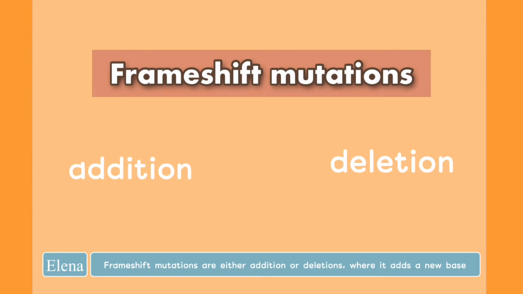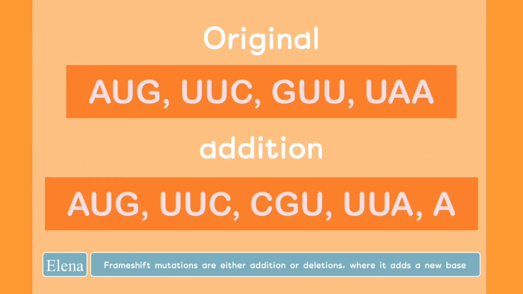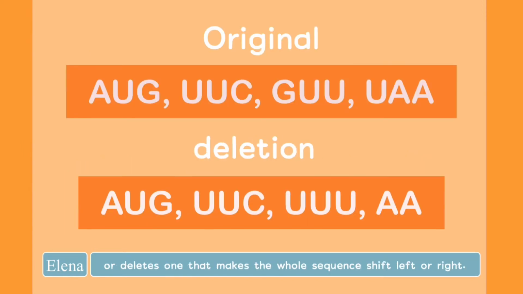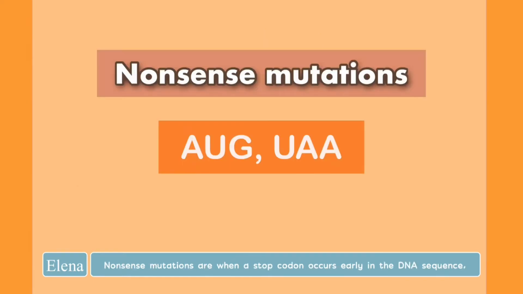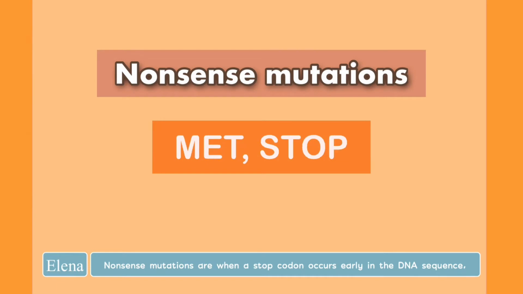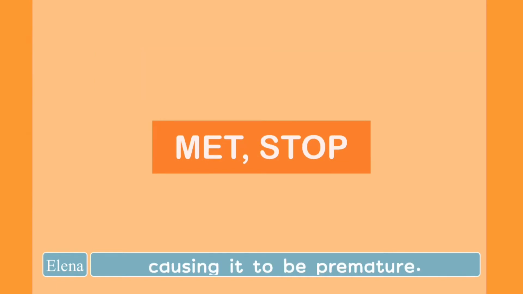Frameshift mutations are either additions or deletions, where it adds a new base or deletes one that makes the whole sequence shift left or right. Nonsense mutations are when a stop codon occurs early in the DNA sequence, causing it to be premature.